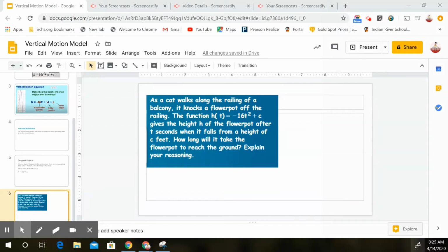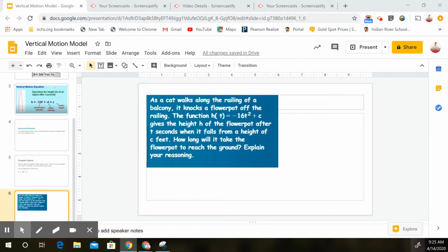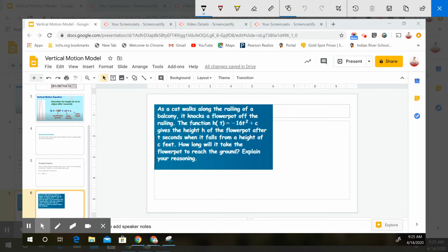Right, so here we have an example of a vertical motion model problem where the object is dropped. The cat knocks off the flower pot from a certain height. So there's no initial velocity, because when something is dropped, you put no force behind it. Therefore, it just starts at a velocity of 0 and it builds speed throughout the event.